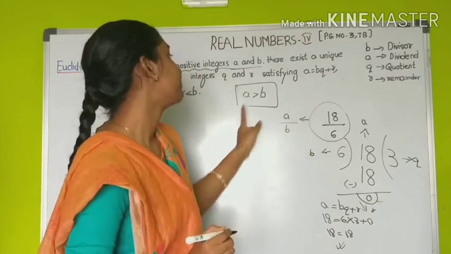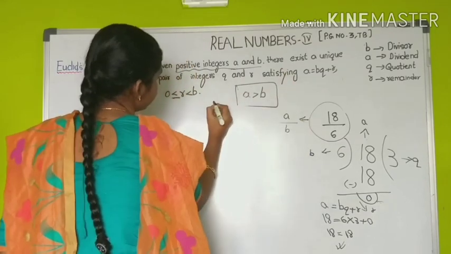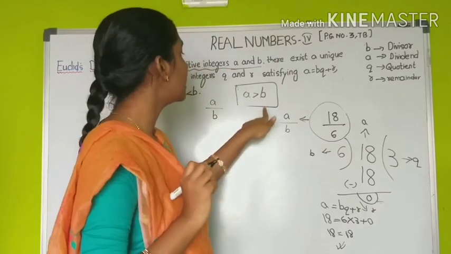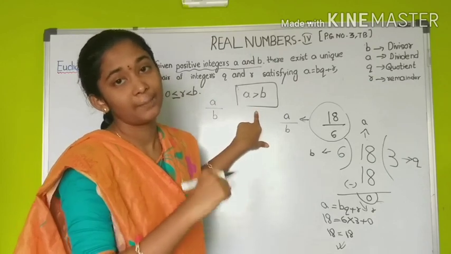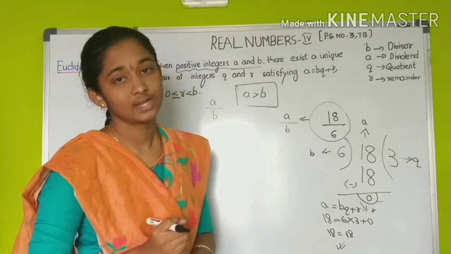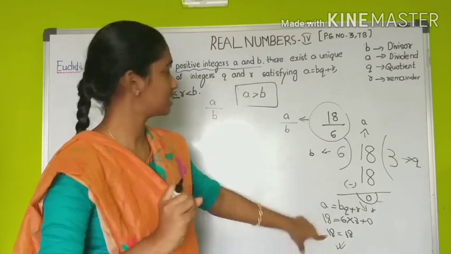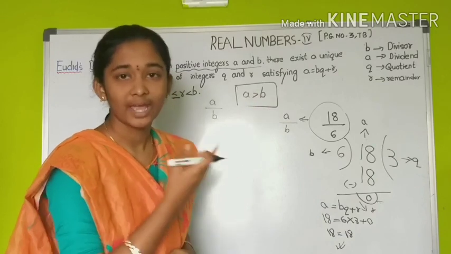In the same way, A is always greater than B and we can divide them as A by B. And always we can divide A by B and A is always greater than B, because we cannot divide a small number by a big number. It will come into decimals. So we can say A is always greater than B. When it comes to this Euclid's division lemma equation, we can say A is greater than B and the divisional form is A by B. We always divide A by B.